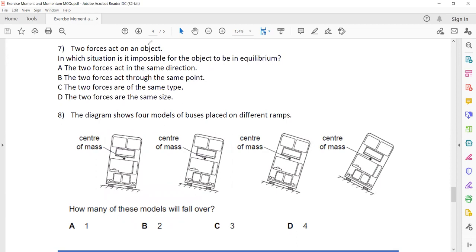Two forces act on the object. In which situation is it impossible for the object to be in equilibrium? Because when we need the object to be in equilibrium, there should be no resultant force and no resultant moment.